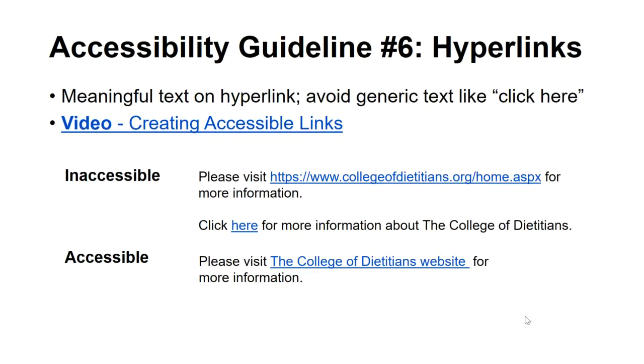So the first two sentences, please visit https, etc. for more information, is not accessible. Click here for more information about the College of Dietitians is not accessible. The way we would write that accessibly is please visit the College of Dietitians website for more information, and we put the hyperlink on the words the College of Dietitians website.